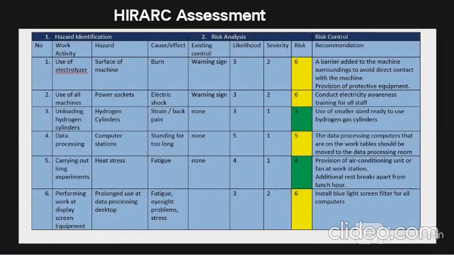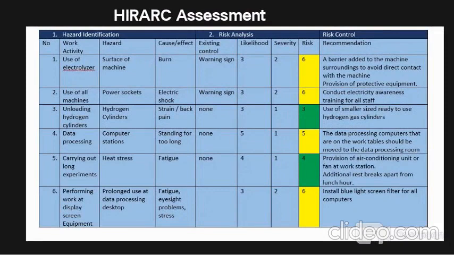Next, we'll be looking at the hierarchy assessment, which is divided into the hazard identification, the risk analysis, and risk control. Here, if you look at the breakdown, we have the work activity, the hazard, the cause or effect, and the existing controls. Then we have the likelihood and the severity, which we use to calculate the risk, and finally the recommendation for each risk encountered.